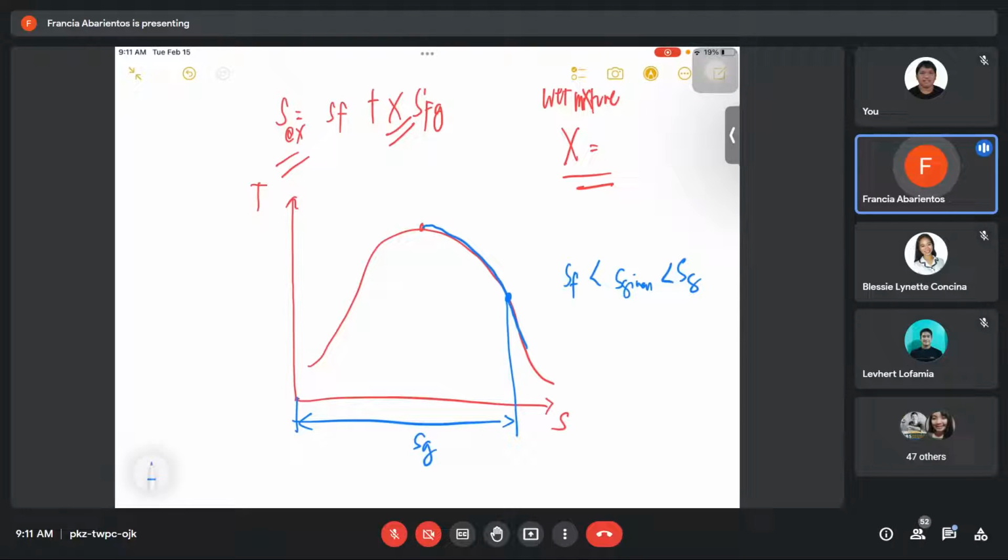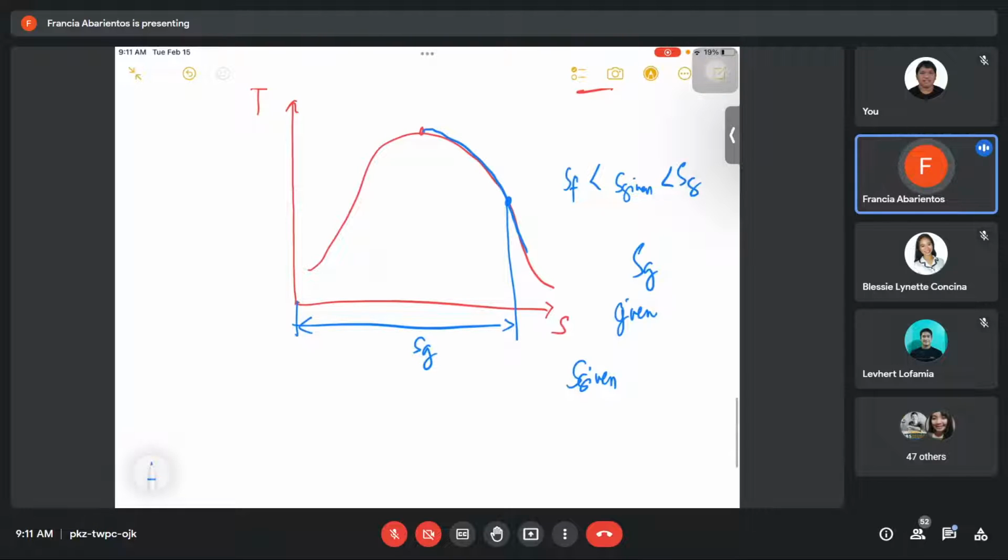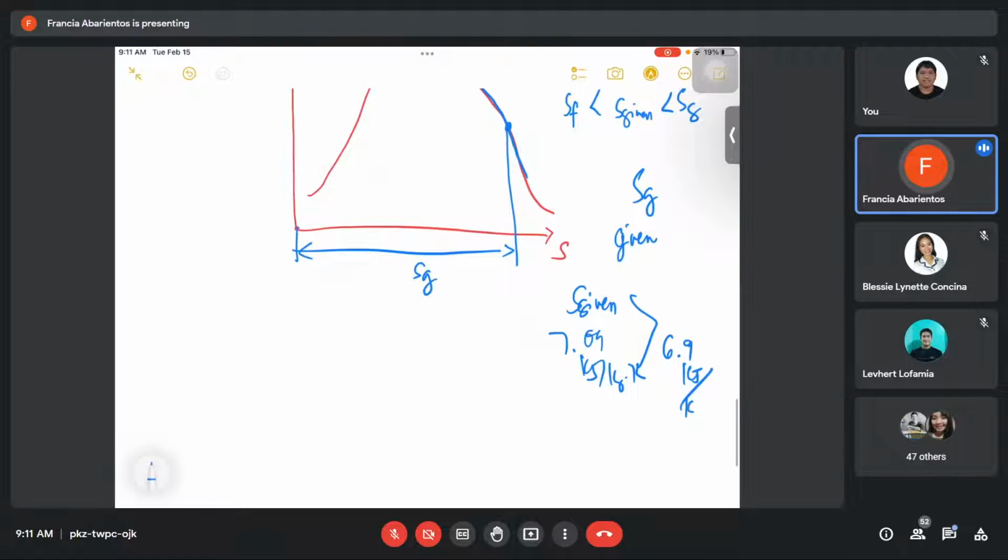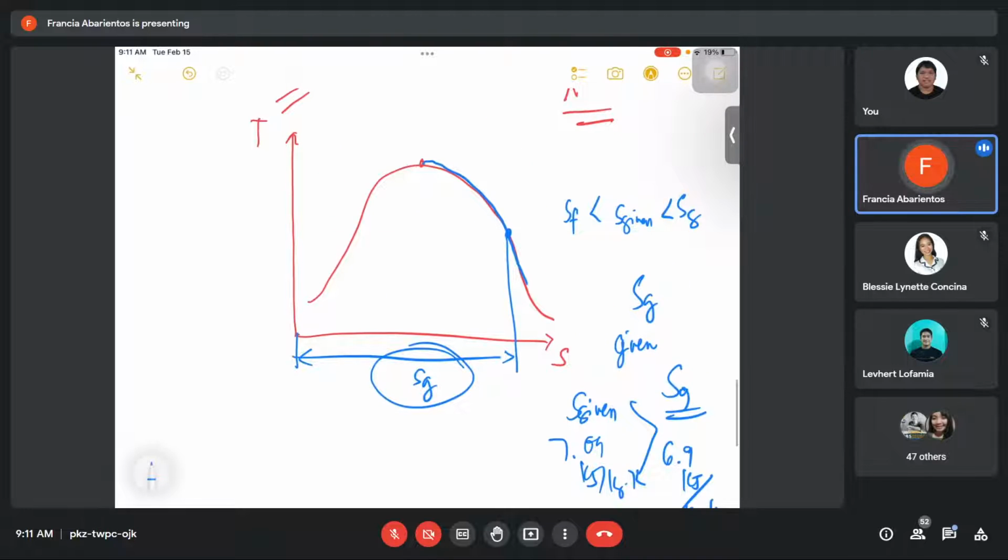Ibig sabihin, pag mas malaki dyan, class, yung SG mo, diba, sa given problem, halimbawa, 7.09 kilojoule per kilogram Kelvin, mas malaki siya sa 6.9 kilojoule per kilogram Kelvin. Ito, the entropy at the saturated vapor mo, dito yan for example, ito yung 6.9 mo. So, ibig sabihin, yung given natin, lagpas siya doon. Ibig sabihin, at that point, at that condition, so dito na siya. Sabi ko baga, class, this falls.